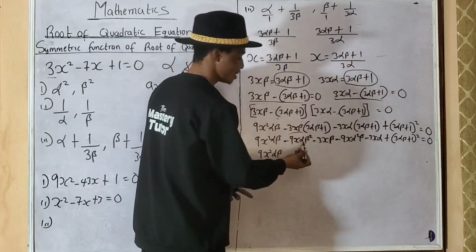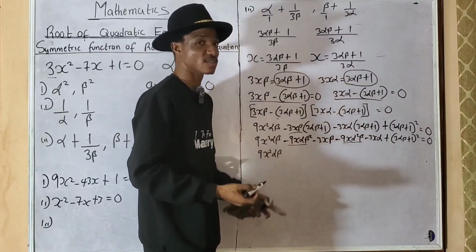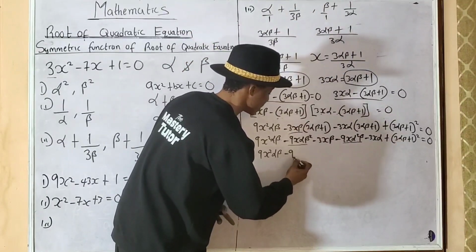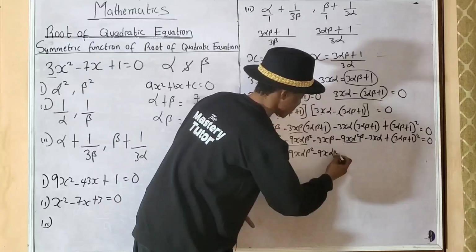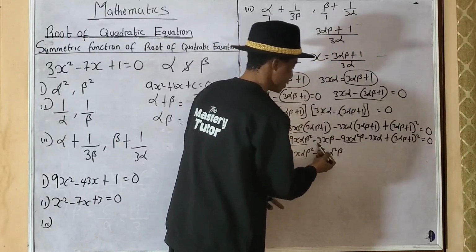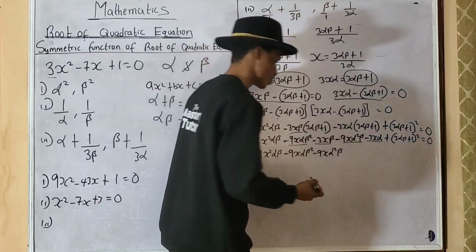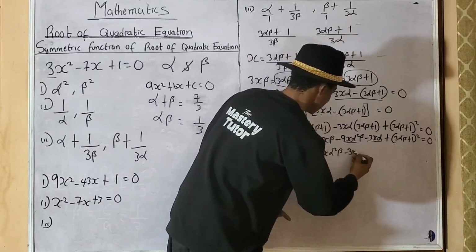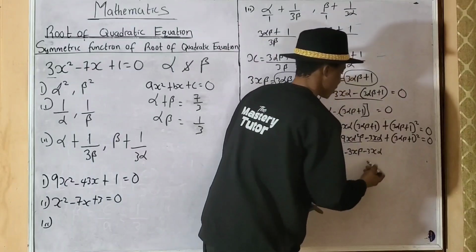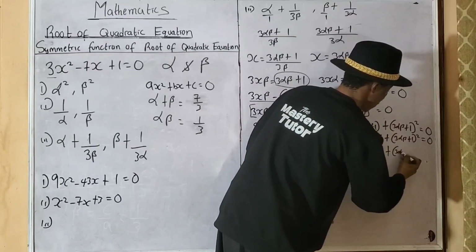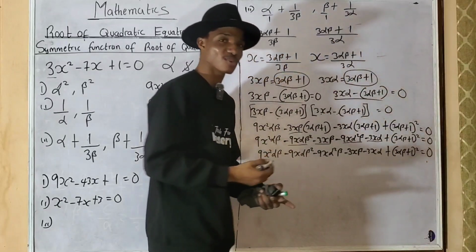Now, combine this term and this term because both of them are having negative 9 as the coefficient. So I'm going to have negative 9x alpha beta squared, negative 9x alpha squared beta. Now, combine this term also and this term because both of them are having negative 3 as the coefficient. So I'm going to have negative 3x beta, negative 3x alpha, okay, plus 3 alpha beta plus 1 squared equals to 0. Are you following?